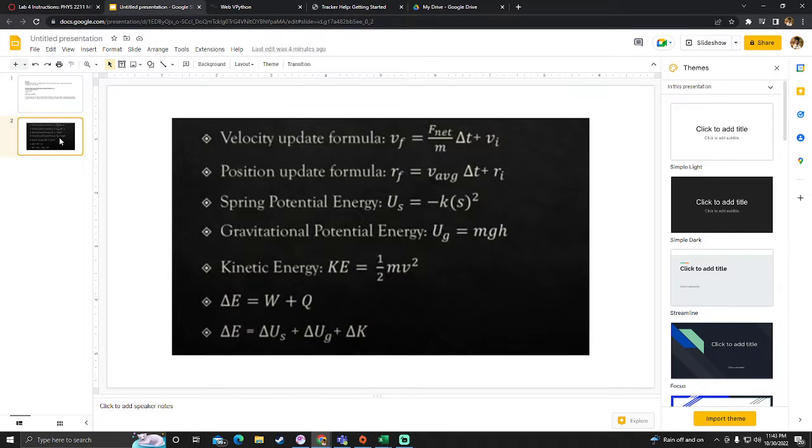As far as the fundamental principles that we'll be using, or the formulas, we have the velocity update and position update formula. We also use the spring potential energy and the gravity potential energy, as well as the kinetic energy to find the energy of the overall system. And that will also help us find the net force, which we'll use to calculate the velocity and position update formulas.